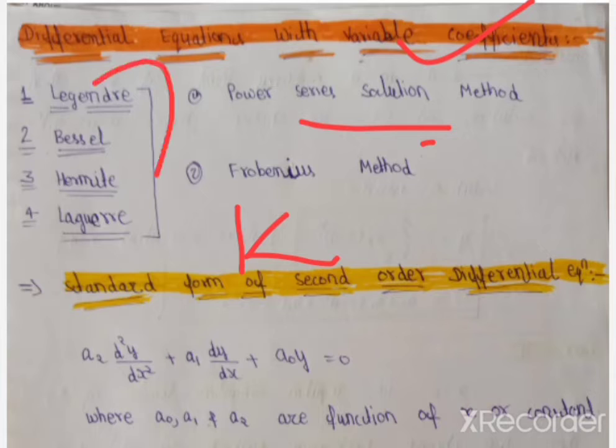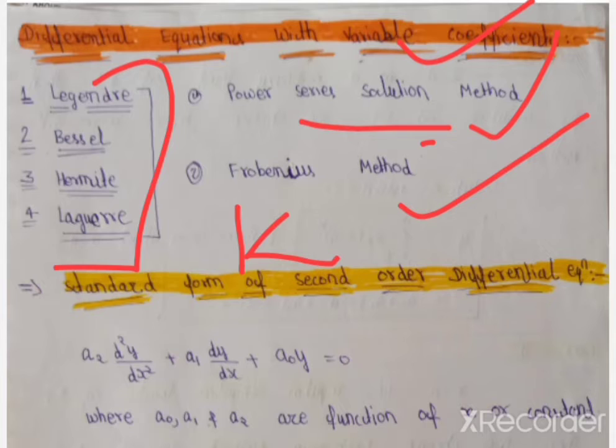There are four types of differential equation. First, Legendre equation. Second, Bessel's equation. Third, Hermite equation. Fourth, Laguerre equation. And the solution is given in two ways. First is the power series solution method and second is the Frobenius method. So we will discuss one by one.